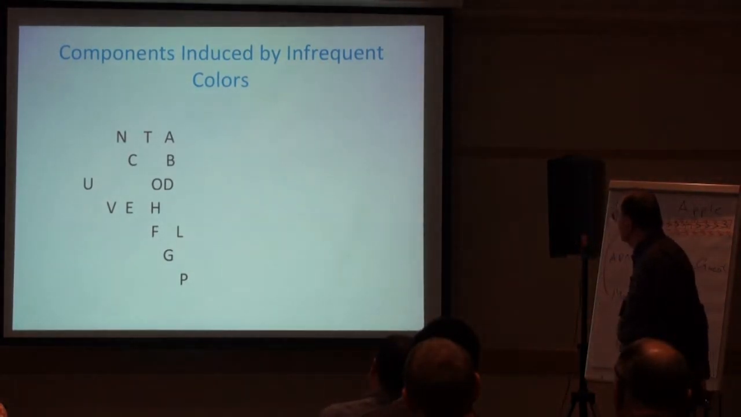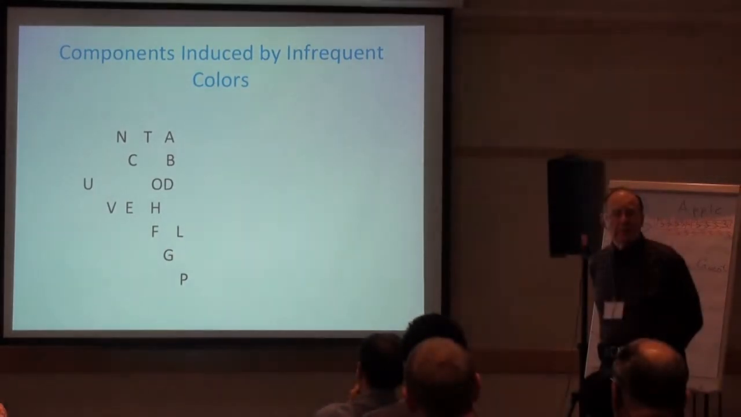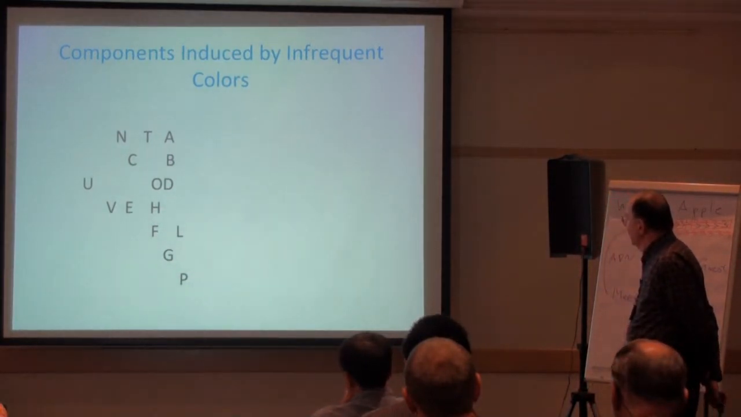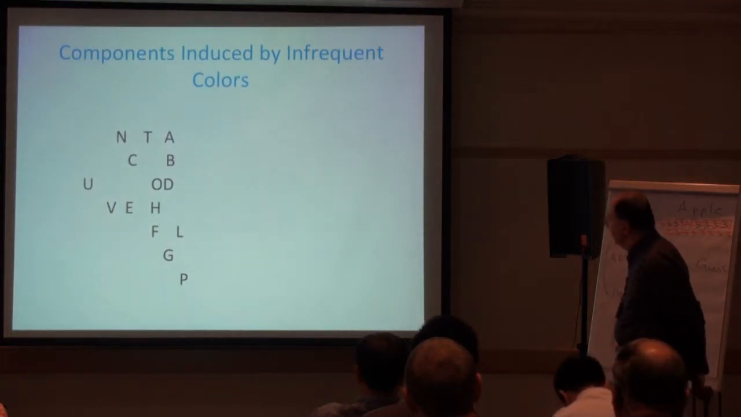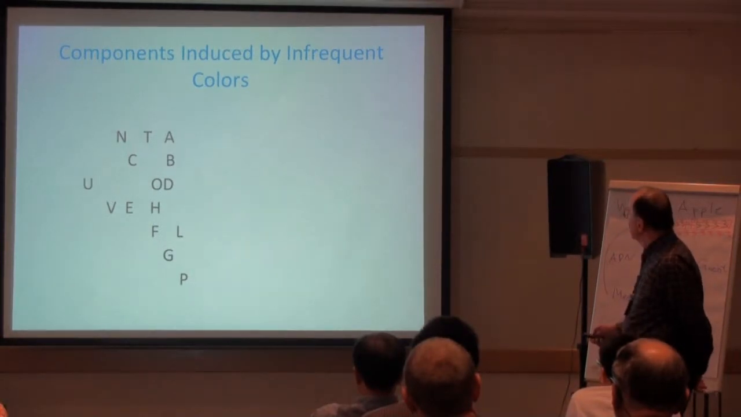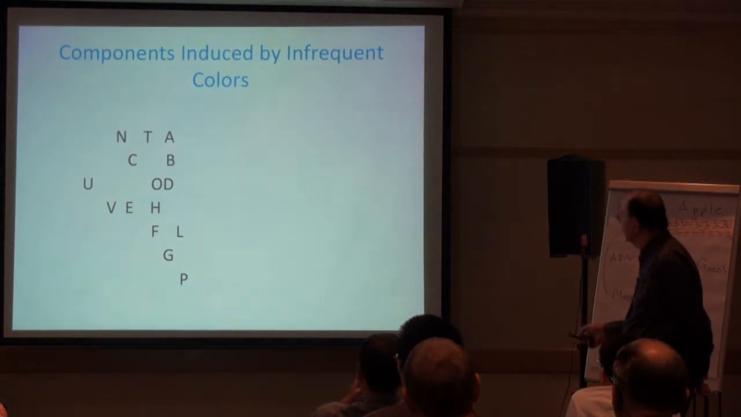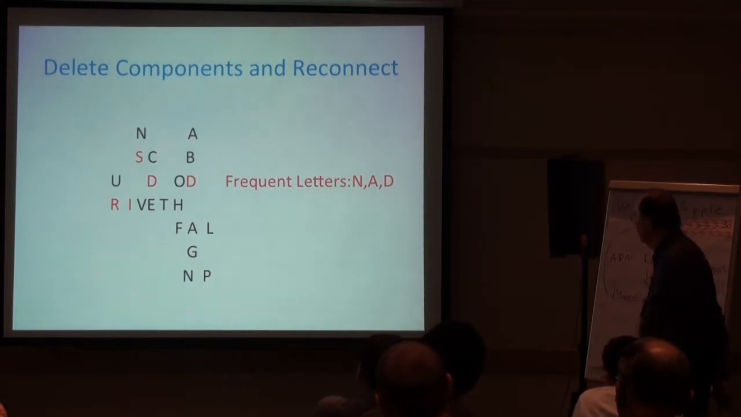We see in this particular case, I think it turns out that there are no redundancies at all, that every connected component is needed. As it happens in this example, accidentally I happen to construct an example where every one of these components is required. And then we reconnect as economically as possible with the infrequent colors. And we get this, where the frequent letters are N, A, and D.